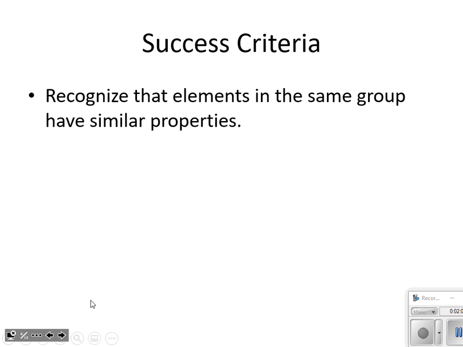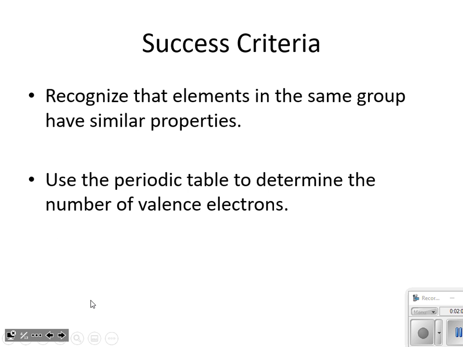We need to recognize that elements in the same group have similar properties. We also need to use the periodic table to determine the number of valence electrons. I don't know if we'll get to that valence electron one in this particular lesson. I don't have a slide for it, but we will eventually get to the valence electrons.